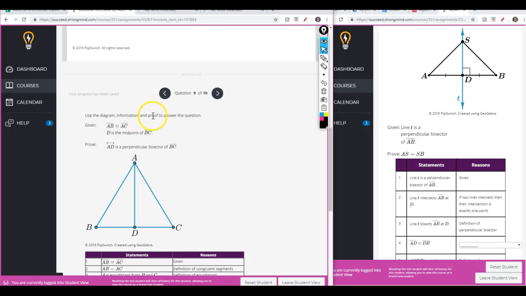Use the diagram information and proof to answer the question. Given that segment AB is congruent to segment AC, point D is the midpoint of segment BC, prove that line AD is a perpendicular bisector of segment BC.